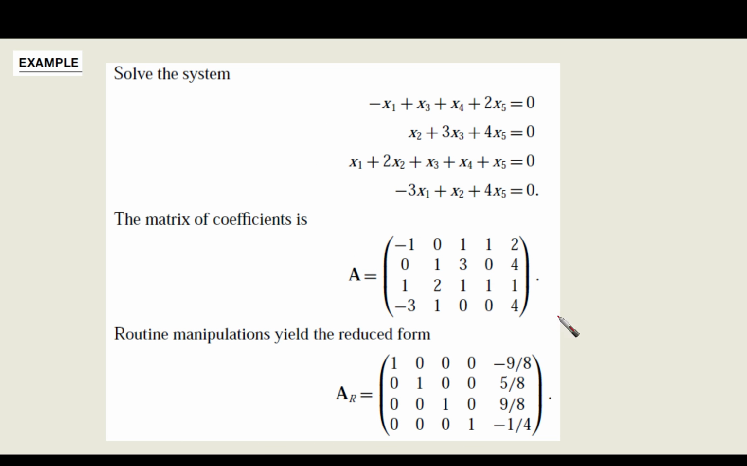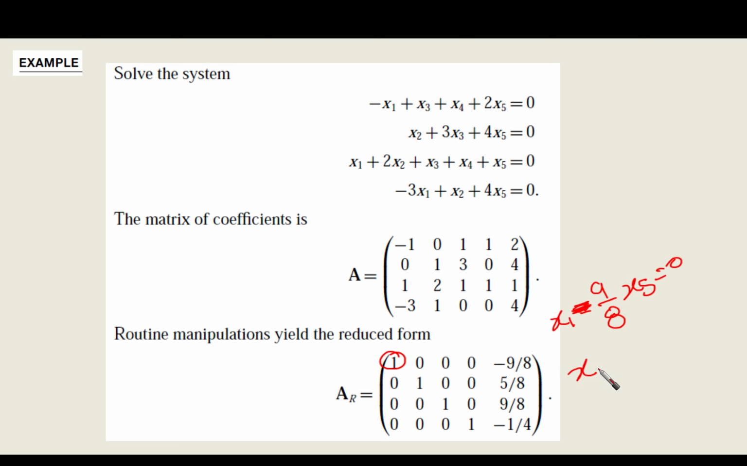So I can put it like this. Here is 1, and all of them are 0. Now you can understand why we were trying to make all other rows in the same column 0, to make it easy for us to say that x1, let's put it like this, x1 minus 9 over 8 times x5 equals 0, right?